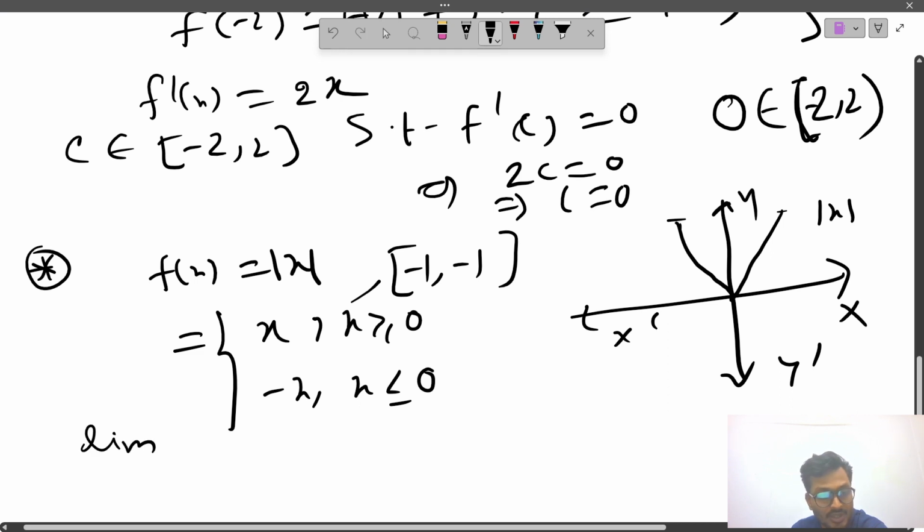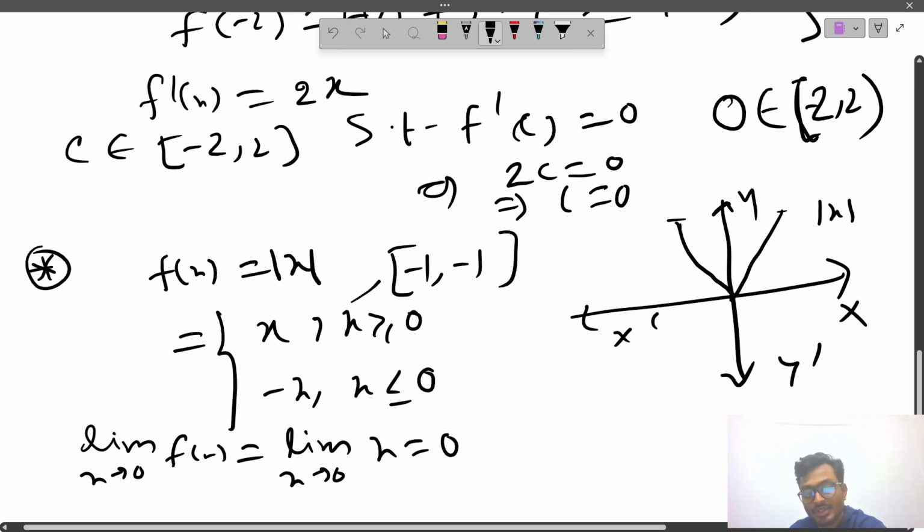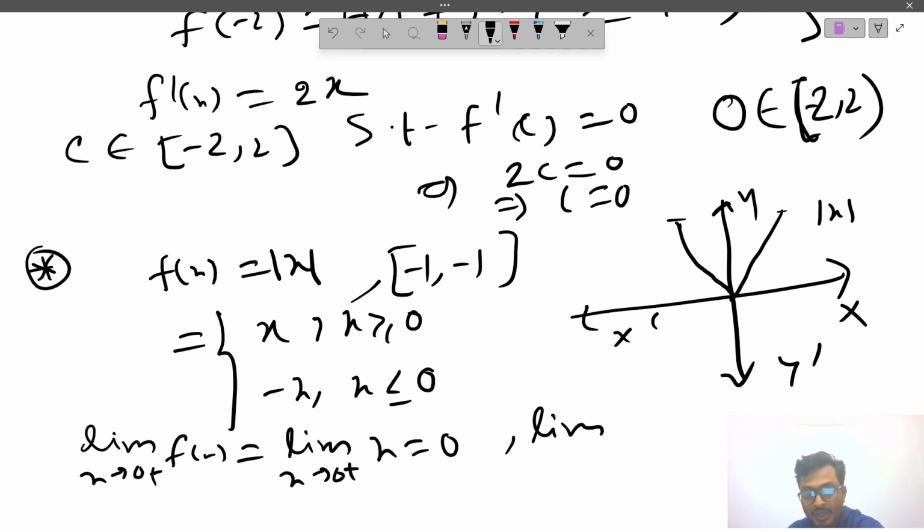Now if we find the limit as x tends to 0 of f(x), this will be the limit as x tends to 0 plus of x, so this will be 0. And the limit as x tends to 0 minus of f(x), what will this be? It is the limit as x tends to 0 minus of x, so this will also be 0. So this function is continuous on this interval.